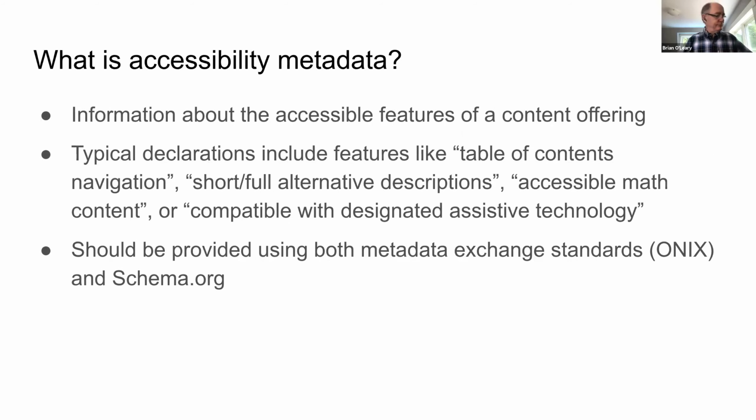So the first question that we wanted to answer was the biggest one, which is what is accessibility metadata? In brief, it provides information to users about the accessible features of a piece of content. So the list of metadata tags is significant and probably doesn't make for a great webinar unless James Earl Jones is reading it. But it includes elements like the table of contents navigation and identifies if there are alternative descriptions or accessible math. So we have two types of accessibility metadata to focus on today. One is ONIX and the other is schema.org.